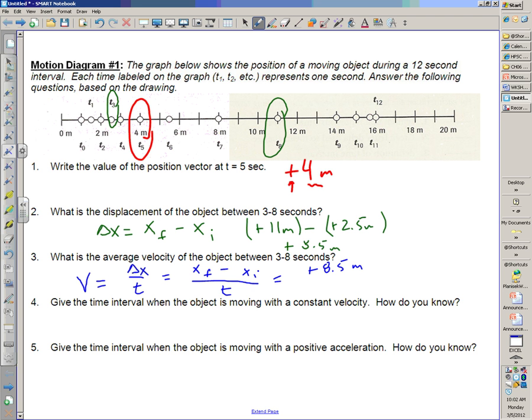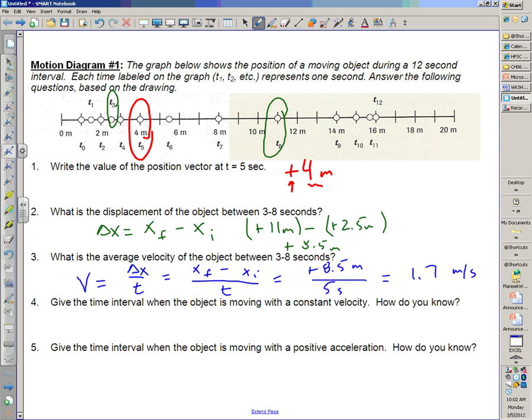The positive 8.5 meters, right? What's going to go on the bottom here? 5 seconds, because that's the amount of time that goes by. You take 8.5 divided by 5. Sam, can you run that through for us real quick so you can save your calculator out? 1.6. And that should give us 1.7 meters per second.